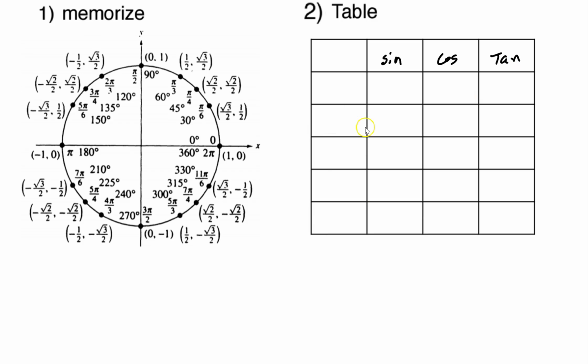Here are the big angles we care about. So you can kind of see it right here. We're going to care about 0 degrees, and then we're going to care about 30 degrees. We're going to care about 45 degrees, and then 60 degrees. And 90.